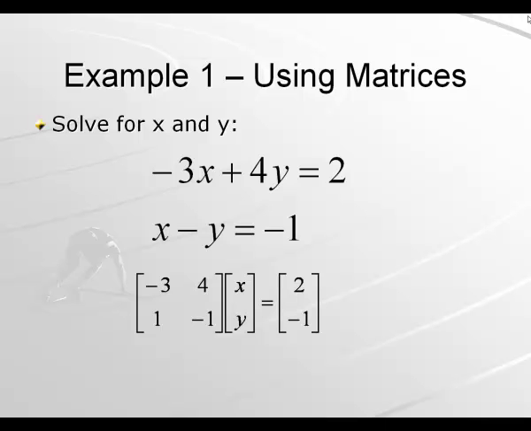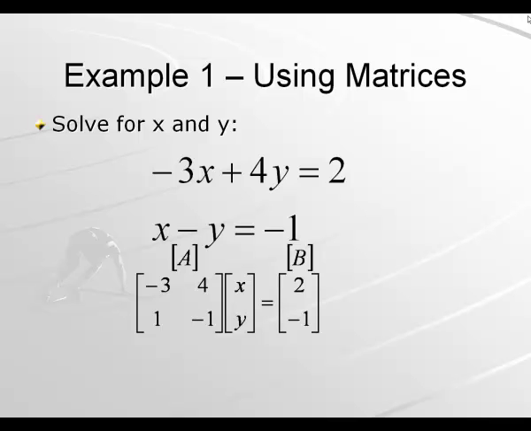X and y go in their own matrix. We're going to solve for them. And the numbers on the right side of the equal sign, 2, negative 1, they go in as matrix B in our calculator. So first thing you want to do is set up the problem and then go to your calculator and enter in matrix A as a 2 by 2 matrix. And enter matrix B in as a 2 by 1 matrix.